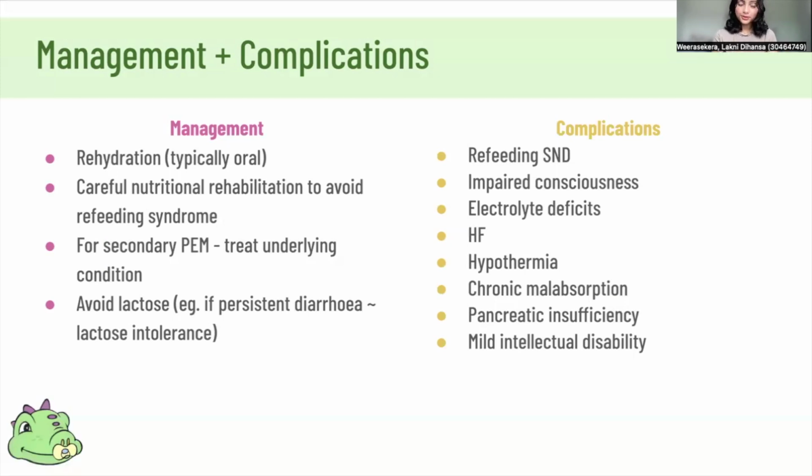Some complications include refeeding syndrome, impaired consciousness, electrolyte deficiencies, heart failure, hypothermia, chronic malabsorption, pancreatic insufficiency, and also mild intellectual disability. So as you may know, nutrition plays a really important part in the development of children as they grow up. So it tends to affect all different sorts of body systems.